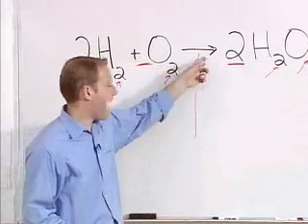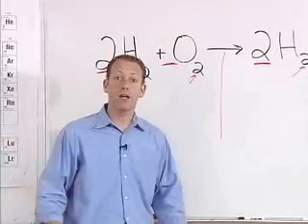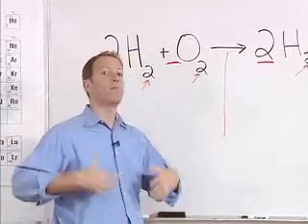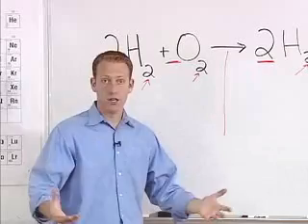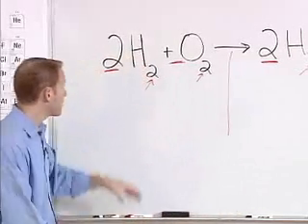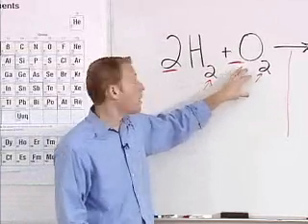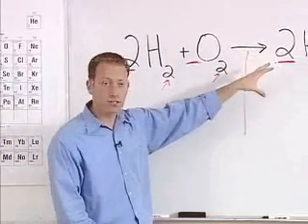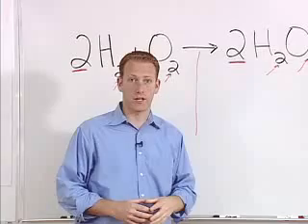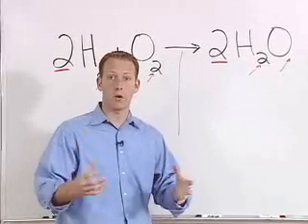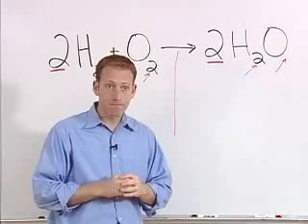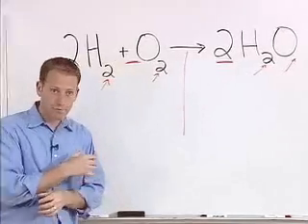Now, what does this arrow represent? You see this all the time. The arrow represents the term produces or yields. So what this is saying is 2 hydrogen molecules plus 1 oxygen molecule produces or yields 2 water molecules. That's a chemical equation, and you need to understand it. And this is a full chemical equation.